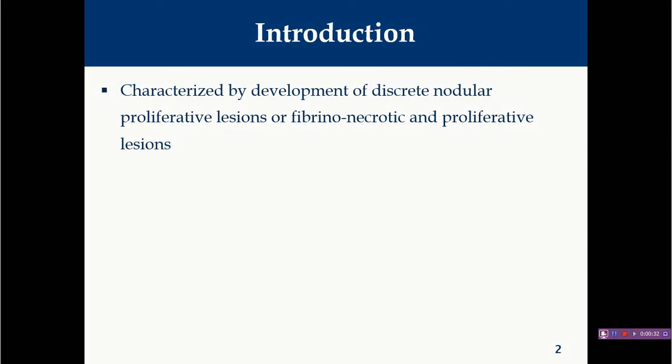So generally, in cutaneous form, you will find discrete nodular proliferative lesions on non-feathered parts of the body, and in case of diphtheric form, you will find fibrino-necrotic as well as proliferative lesions in the upper respiratory tract, mouth, and esophagus.